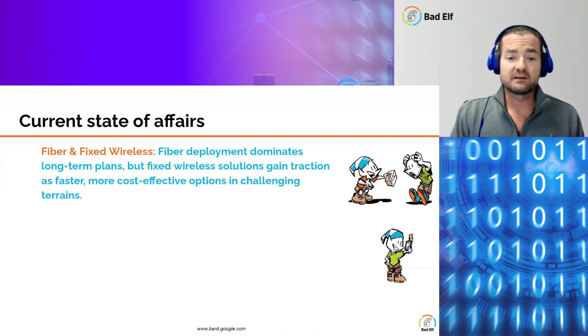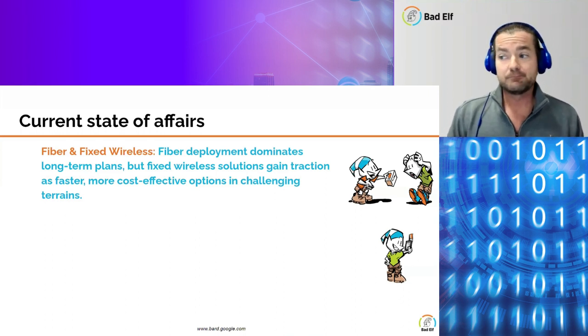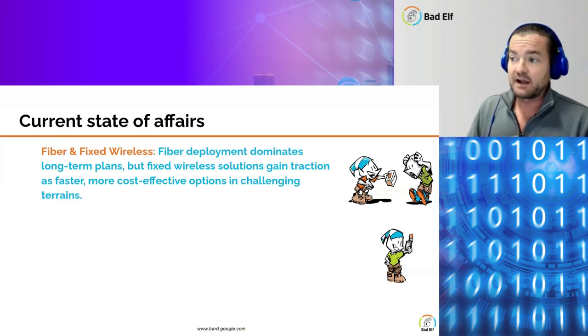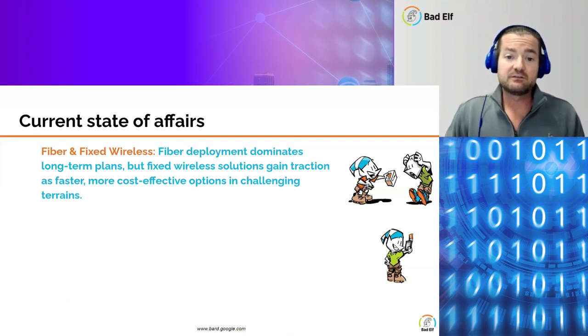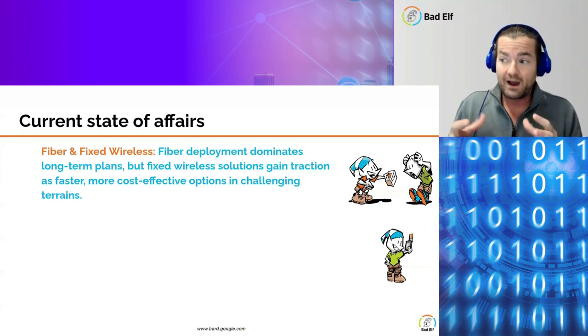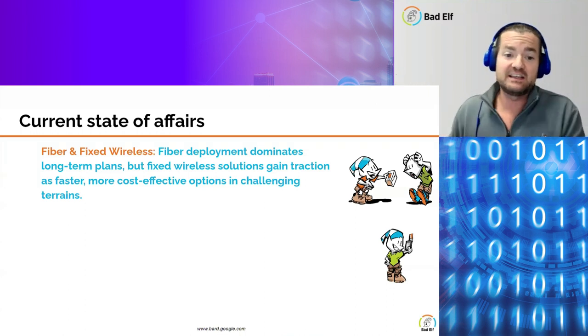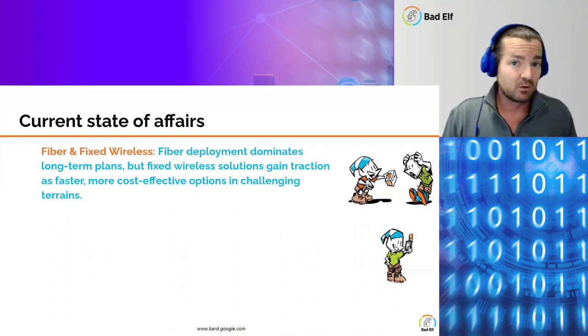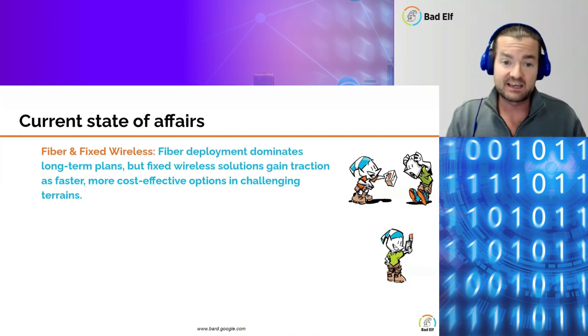Fiber and fixed wireless deployment dominates long-term plans, but fixed wireless solutions gain traction as faster, more cost-effective options in challenging terrains. Not to get political, but for an example, if you are coming here as someone seeking asylum, our US government gives you a cell phone. That cell phone has wireless capabilities to connect to the internet. So then you can, say, go to your court meeting or go to the services that are needed. The point I bring up here is not to get political, but to show the importance of having broadband and having that wireless connectivity.